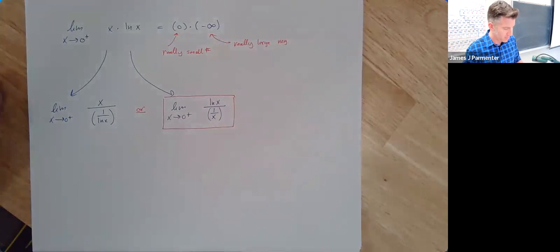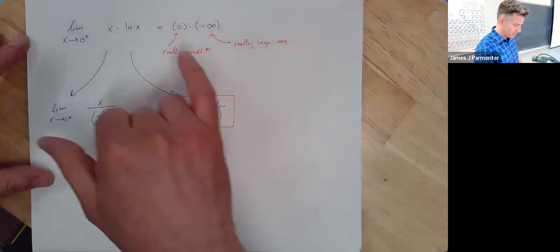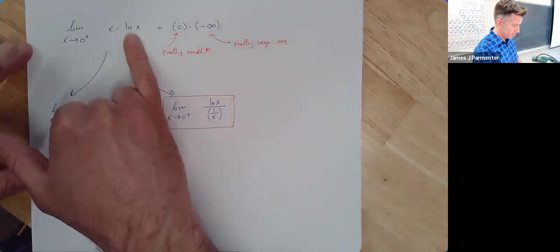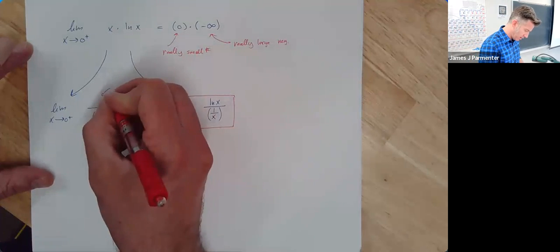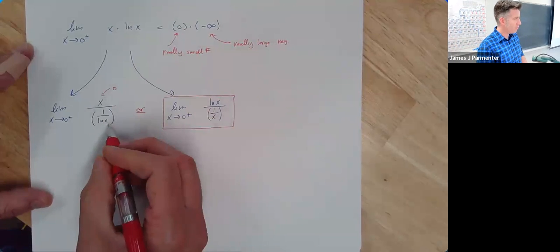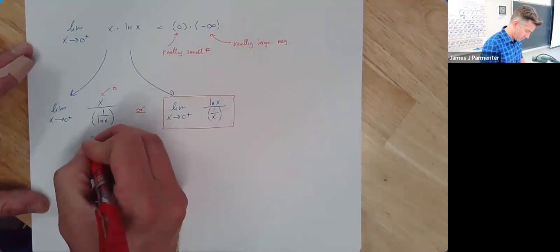This is the one that's going to be less terrible to deal with. I should also point out that when you do this, you will always get something of the right kind of form to use L'Hopital's rule for. Because here I've got a 0 thing times an infinity thing. But when I rewrite it like this, the top is still a 0 thing. And the bottom, well, 1 over an infinity thing is a 0 type of thing.